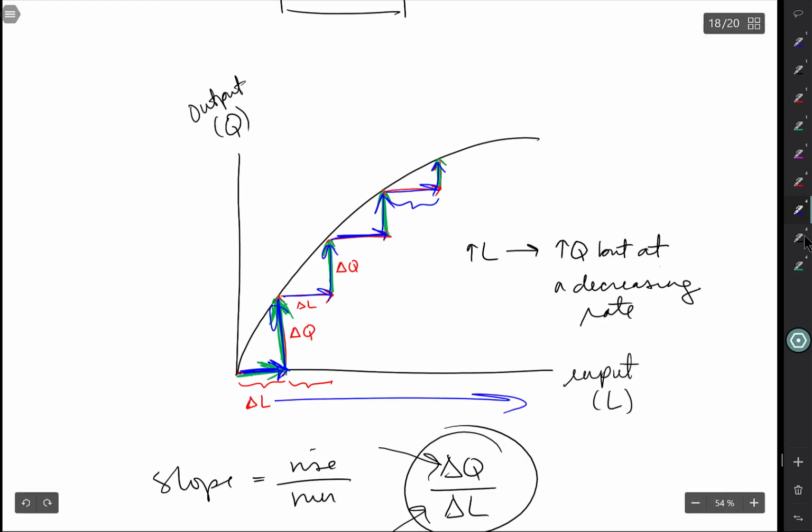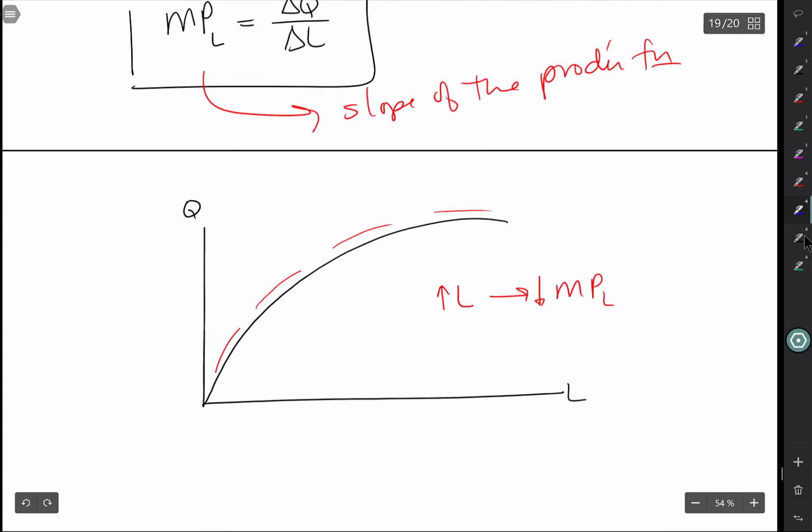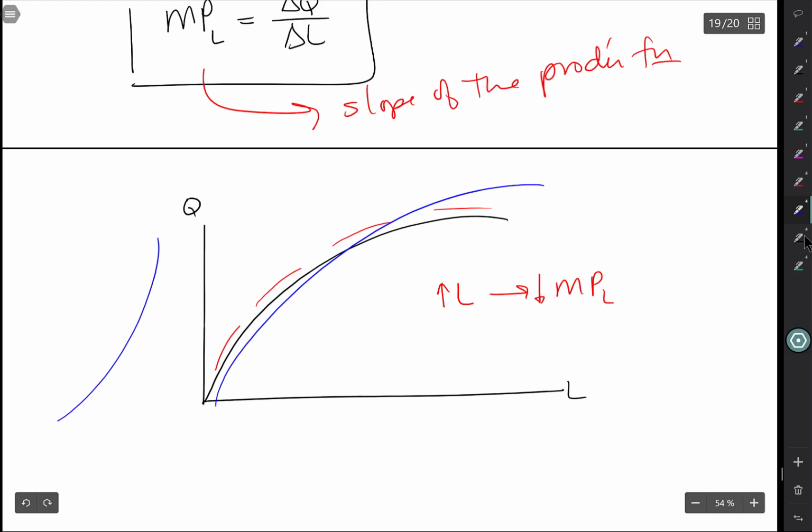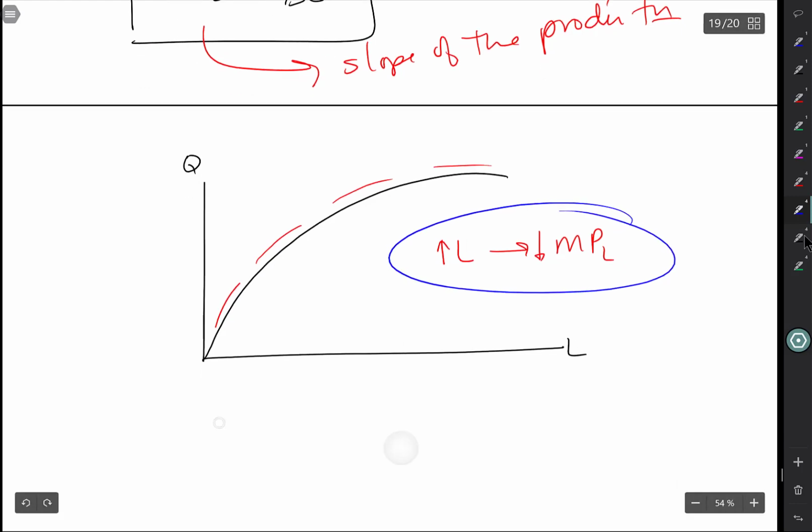As we increase labor, the production function is increasing, right? But it's increasing at a diminishing rate. And so that's why we have this production function that is curved, like this rather than like this. Okay? And so this right here, this concept, is what we call diminishing returns.